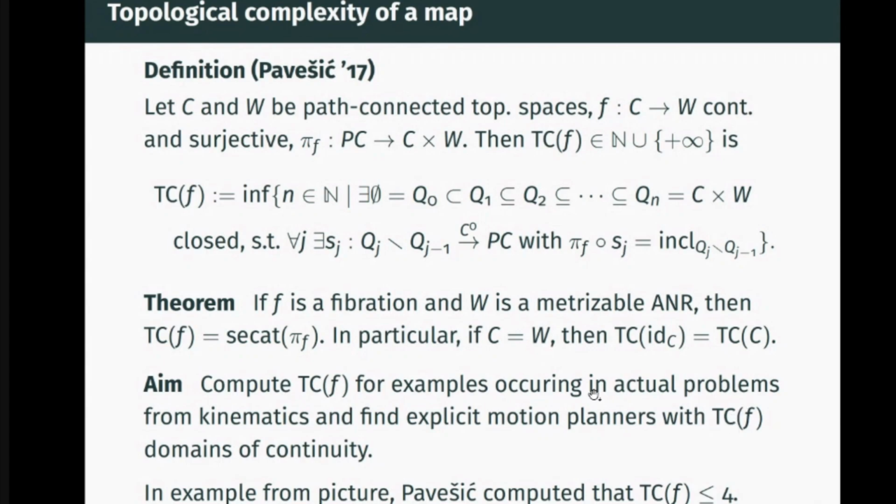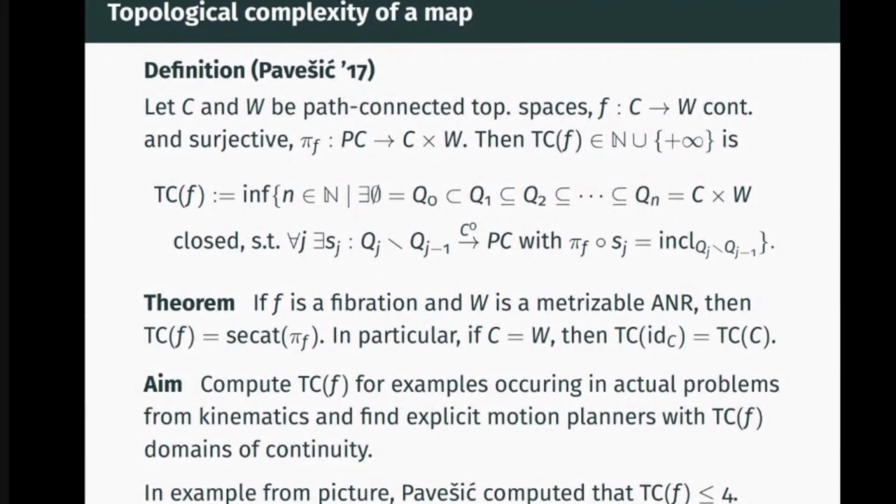And in this example in the picture, with the bar with two joints and the effector on the sphere, Pavešić has really computed that TC of f is at most 4, and he not only computed this, he really constructed 4 domains where you can write down the motion planners in this example. Okay, and this is all I wanted to say about this forward kinematics.